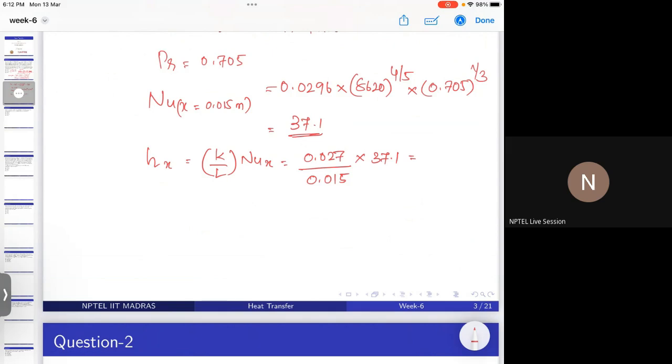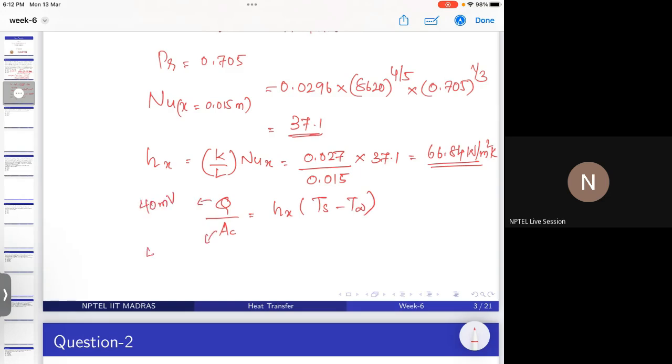Or 66.8. Yeah, 66.8 watt per meter square Kelvin. Now you have everything. Like the heat balance, we have to estimate what is the heat flux, that is Q by area of cross section, equals Hx into Ts minus T infinity. This Q is known, 40 milliwatt.